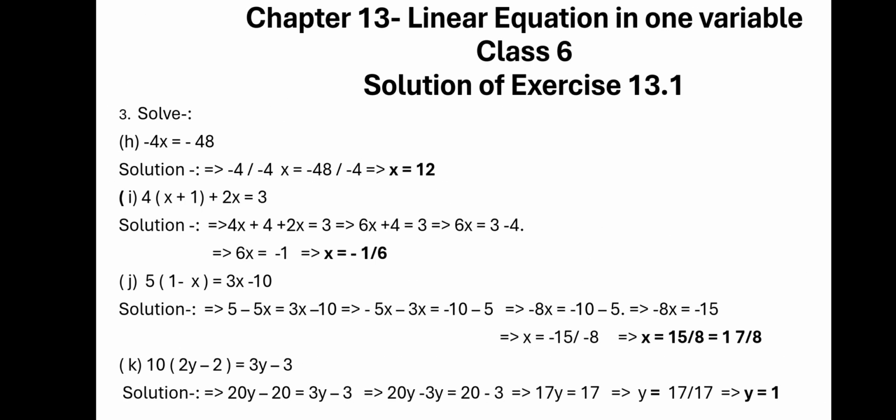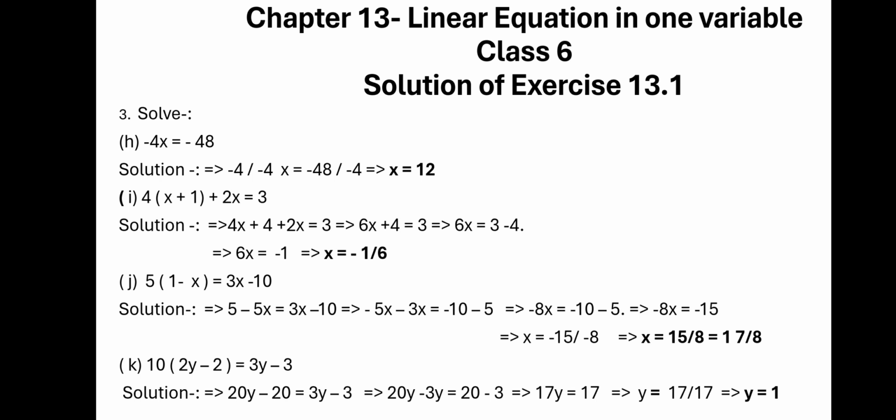Third question, solve H. Subquestion H. Negative 4x equal to negative 48. Now both the sides are negative. So negative 4x upon negative 4 will be equal to negative 48 upon negative 4. So we are dividing both the sides by negative 4 to make them positive. So it will be x equal to 12.